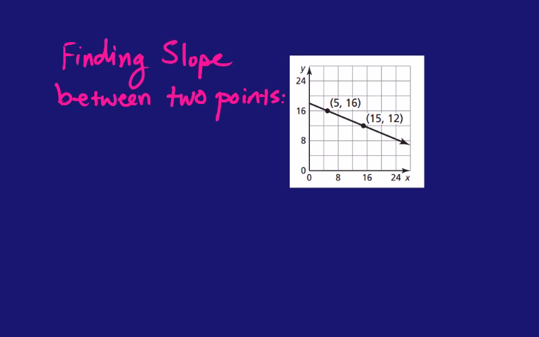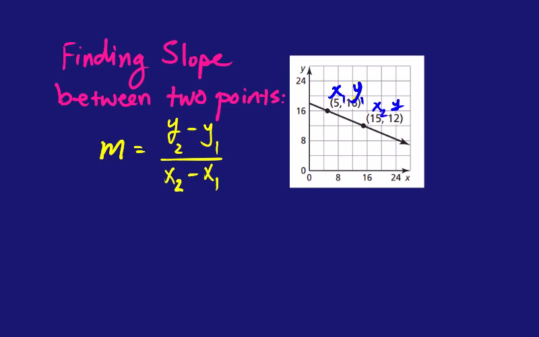So the slope formula is as follows. M, which we use to represent the slope, is y2 minus y1 divided by x2 minus x1. And so we call these x and y, right? Our coordinate points. We call those x and y. And so the first point is x1 and y1, and the second point is x2 and y2. And it doesn't really matter which one you call what, but I'll just label those as x2 and y2.